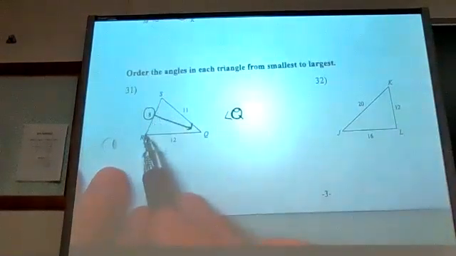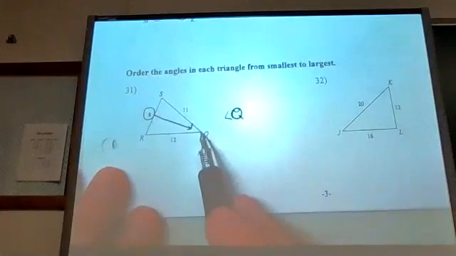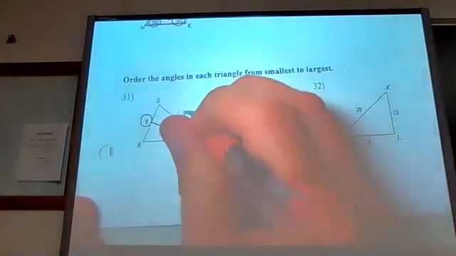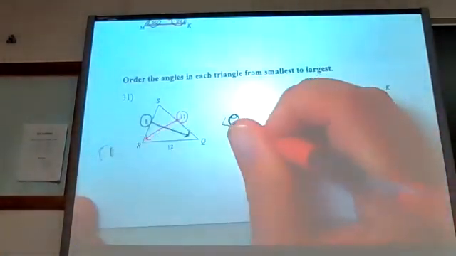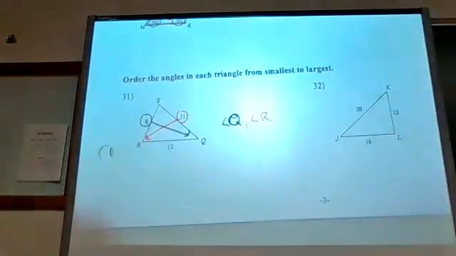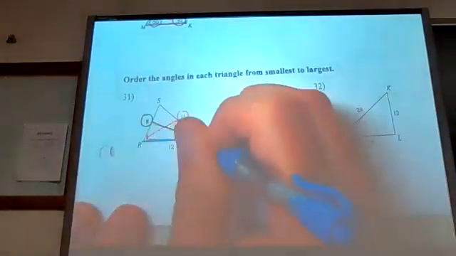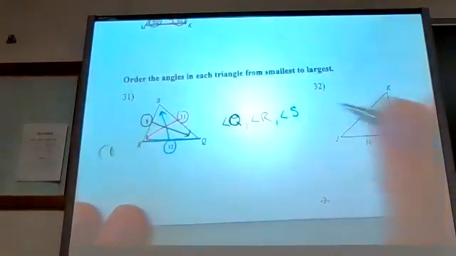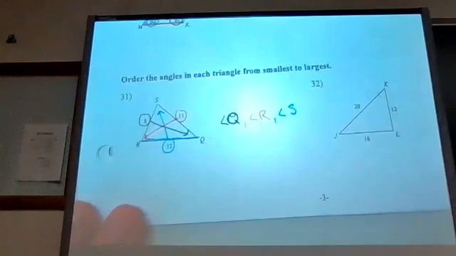So if I have my shortest side, across from that is going to correspond to the smallest angle. My middle length side, which would be 11, would be across from the middle angle measurement. My longest side, 12, would be across from the largest angle in that triangle, which would be angle S.